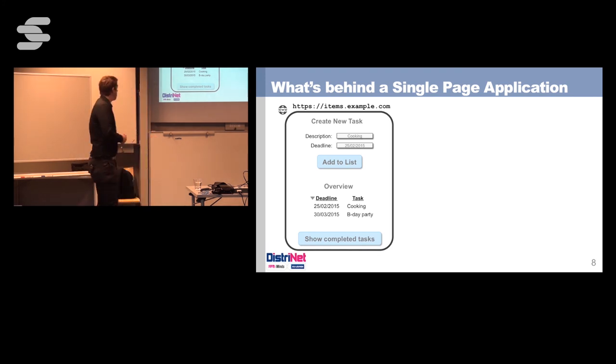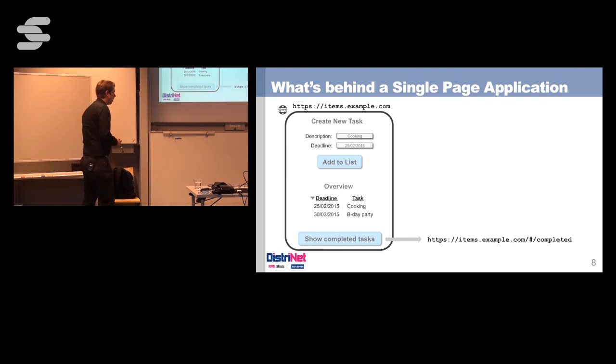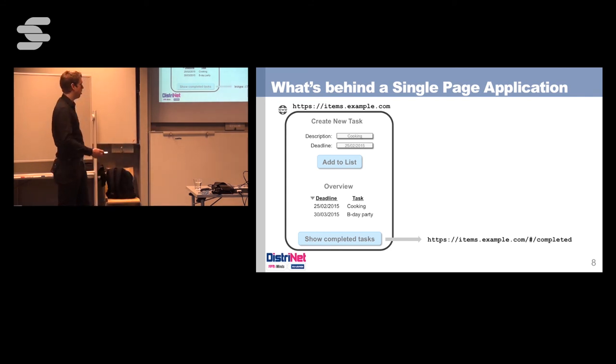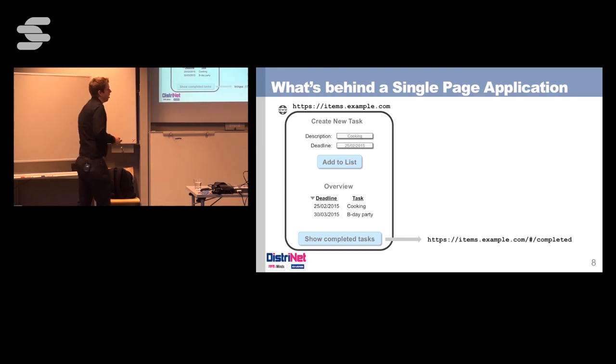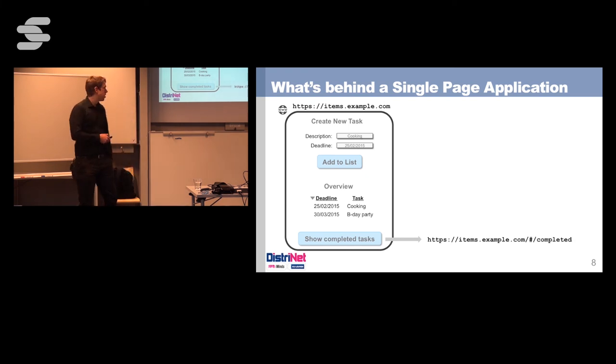We also can switch the view to show completed tasks, for instance. If you want to do that, that triggers a navigation that looks the same as in traditional applications, except you don't load a new page, but you load a URL which stays within the browser. So you notice that this URL is the same as the one from the main page, except we have the hashtag and some path. The hashtag is known as a fragment identifier, and that's a part of the URL that always stays on the browser.